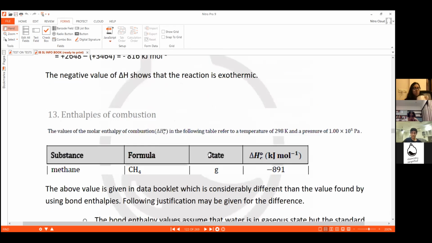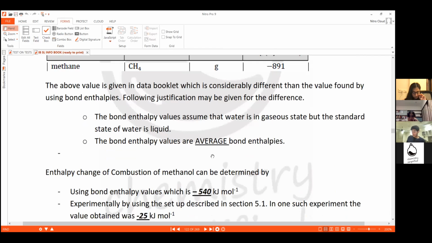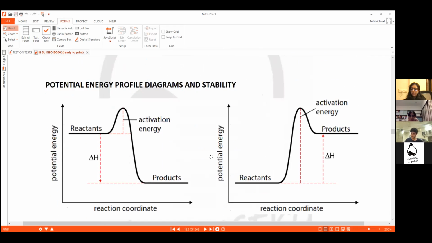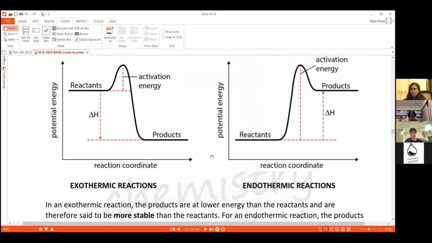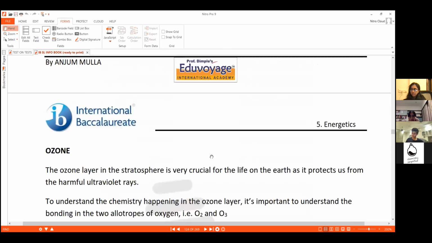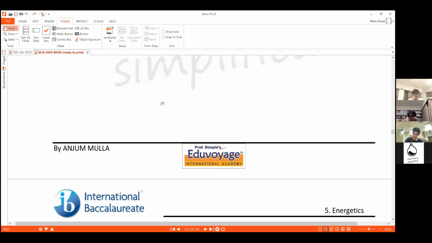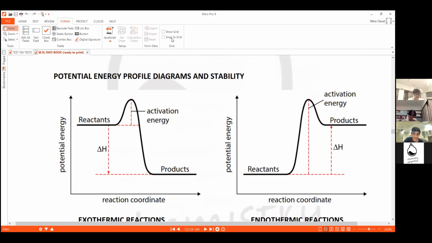So let's see what else. So that's it. Energy profile diagram we have done already. Ozone we will do in case the teacher does. We had done the energy profile diagram in the beginning of the chapter, in the first class you attended, in the activation energy part.